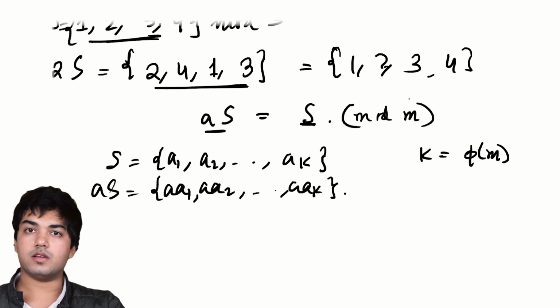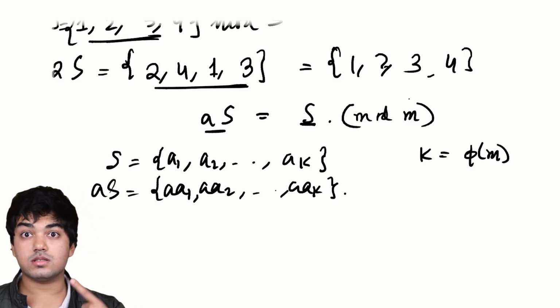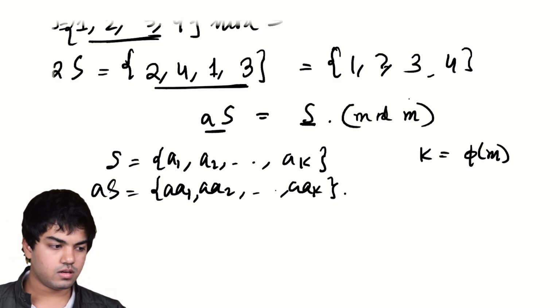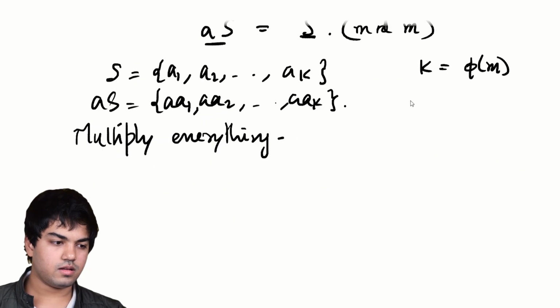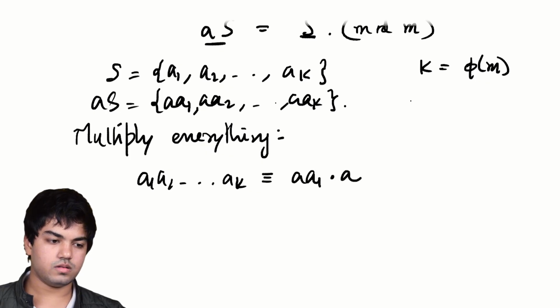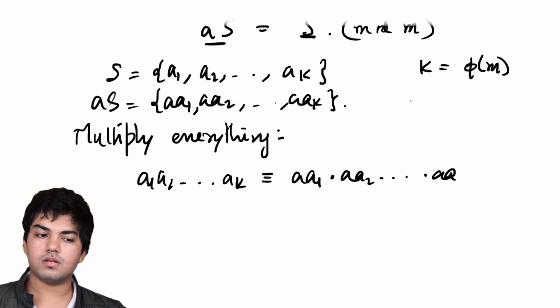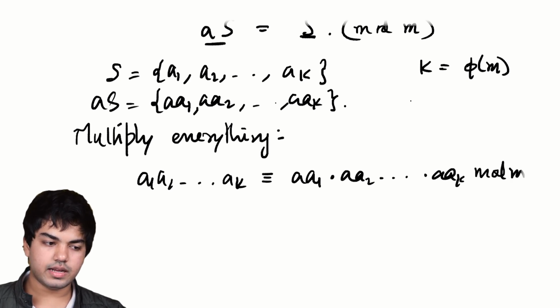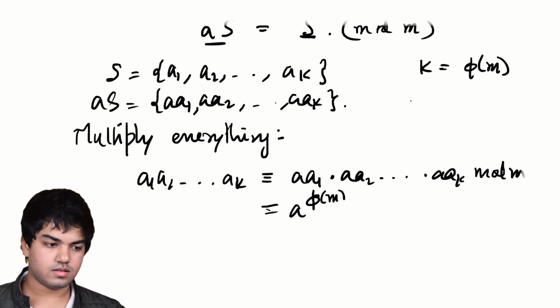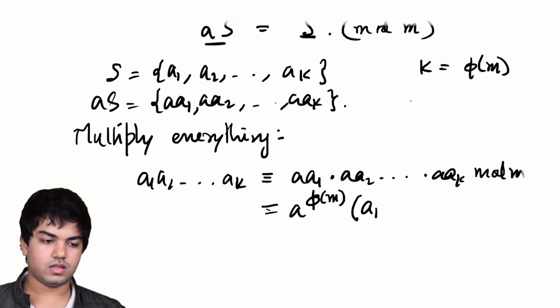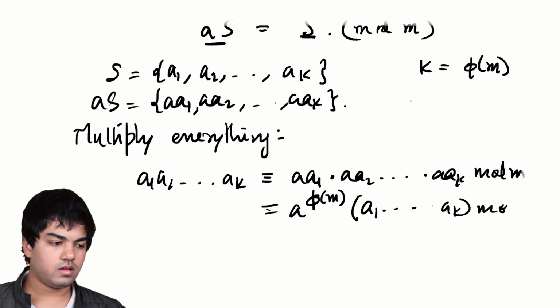What can I do? Multiply everything in it. And the product will be the same because it's the same set. In particular, multiply everything. So what do I get? A1, A2, up to AK is going to be congruent to A times A1 times A times A2, all the way up to A times AK mod M. Which is what? It's just A times itself, Phi m times, right? Call it K times A1, A2 up to AK mod M.